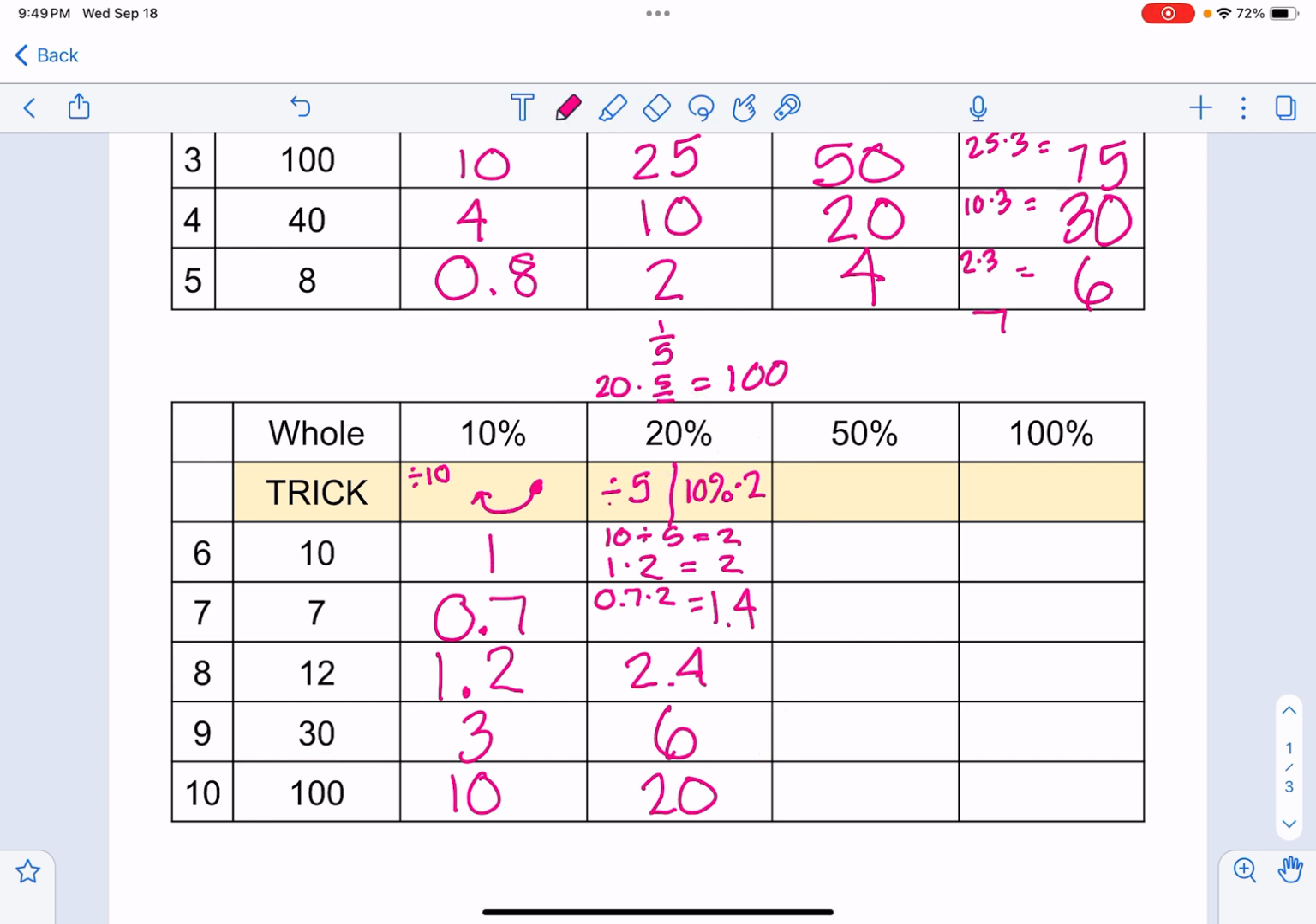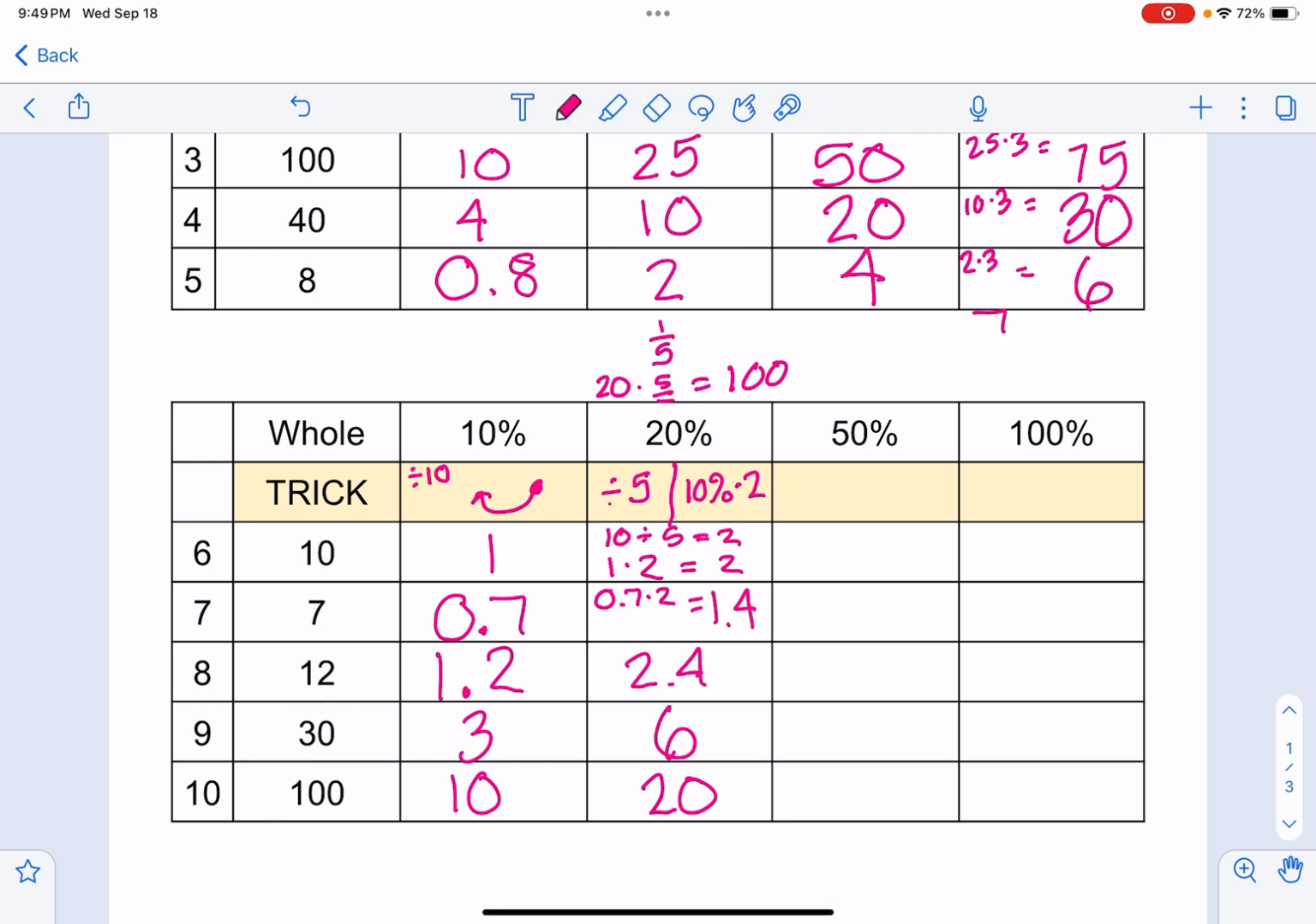So maybe the next time you guys are out with your parents at a restaurant, you could show them how to find the tip. So you take the number and you find 10% of it by doing one swoop over. So that's 10%. And then you multiply that times 2, and that's a 20% tip.